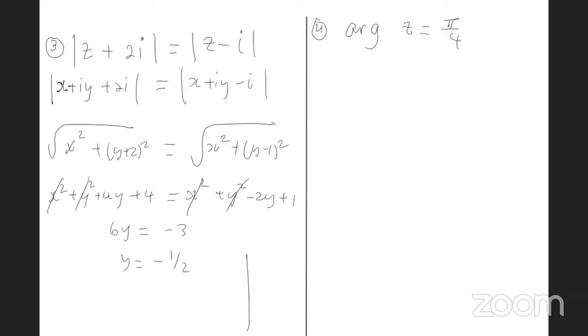Of course, this one here was a straight line, right? y is equal to negative a half.